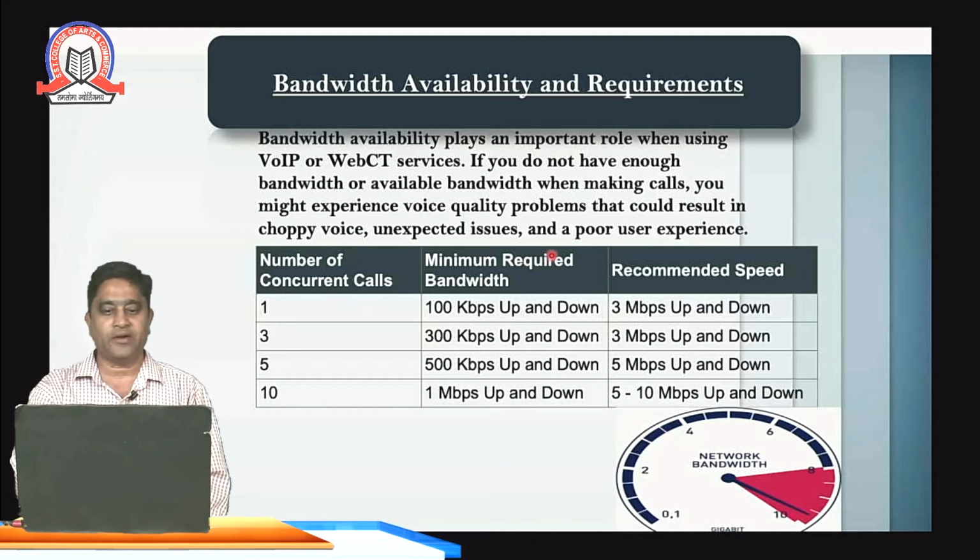So the minimum bandwidth requirement is 100 kbps up and down, and the recommended speed would be 3 mbps up and down. For the number of concurrent calls, if it is 3, the minimum required would be 300 kbps and the recommended speed would be 3 mbps up and down. And if you are going to the last part where the number of concurrent calls is 10, 1 mbps up and down would be needed, and the recommended speed would be 5 to 10 mbps up and down. So bandwidth is very, very important for connectivity.